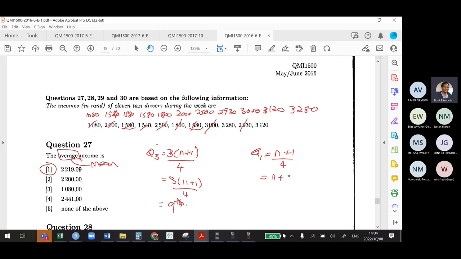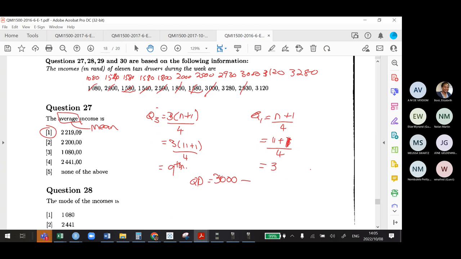And here we have 11 plus 1 divided by 4, which is 12 divided by 4, which equals 3. 1, 2, 3, that is our position for quartile one. Sorry, I need to get first the position 9: 1, 2, 3, 4, 5, 6, 7, 8, 9. It's 3,000. 3,000 minus the value at position 3. Well, that is the third position, right? 1, 2, 3. It's 1,005.